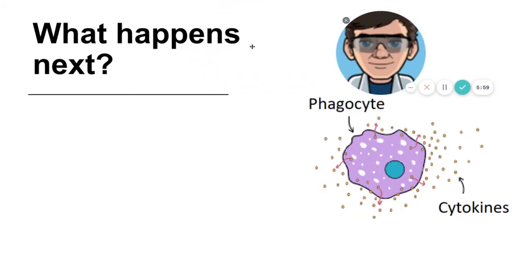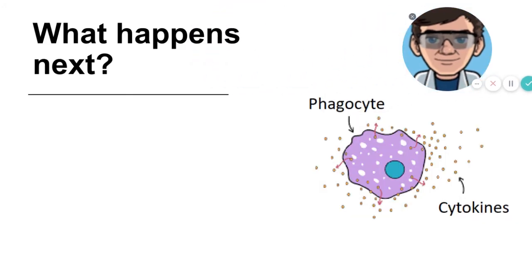So what happens next? Well, one phagocyte can't be expected to kill all the bacteria or pathogens. That would take too long. So the phagocytes also release a chemical. Again, they can't call for help, but they can signal for help. This chemical attracts other phagocytes to the area.